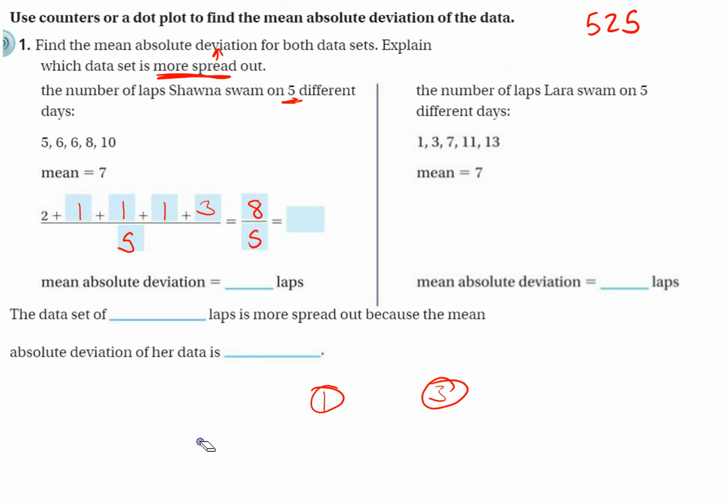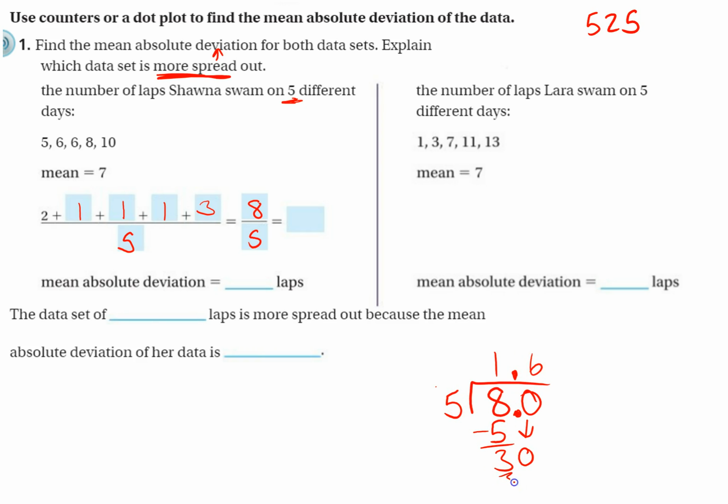Let me erase this so I have room to work. To change this into a decimal, take the denominator, divide it into the numerator. 5 goes into 8 one whole time. Add a decimal because I don't want to change the value of that 8. If I put an 8.0, that's equivalent to 8. But if I don't add the decimal, 80 is not equivalent to 8. So I can't change the value. 5 goes into 30 6 times with no remainder, so 1.6. So the mean absolute deviation for this data set is 1.6.